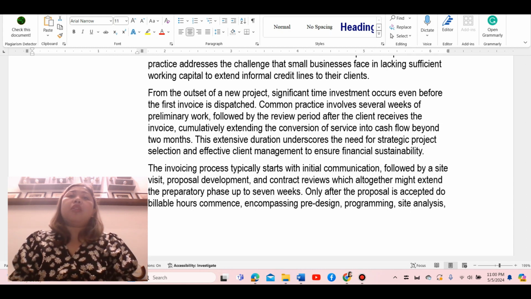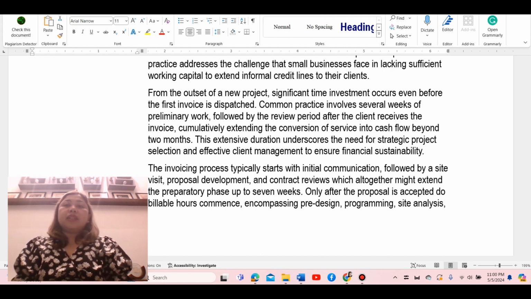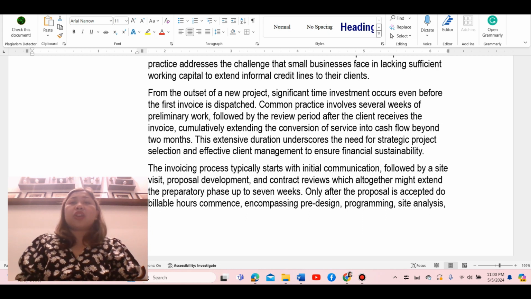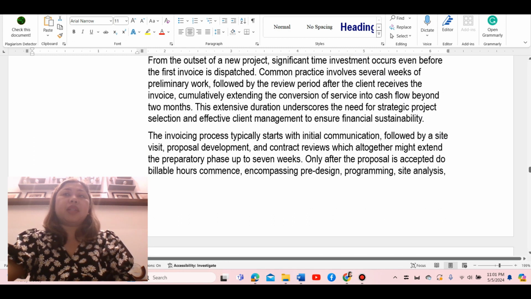From the onset of a project, significant time investment occurs even before the first invoice is dispatched. Common practice involves several weeks of preliminary work followed by the review period after the client receives the invoice, cumulatively extending the conversion of service into cash flow beyond 2 months. This extensive duration underscores the need for strategic project selection and effective client management to ensure financial stability.